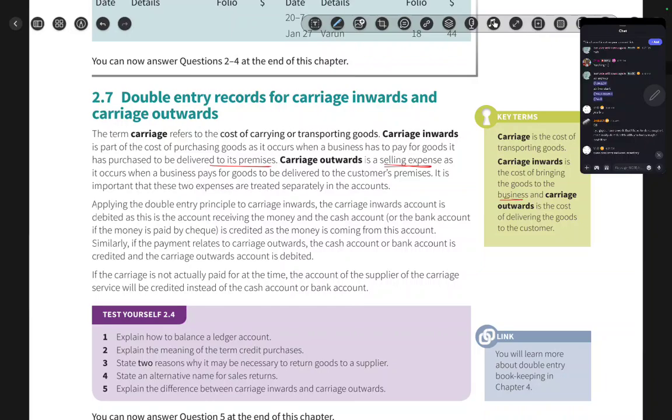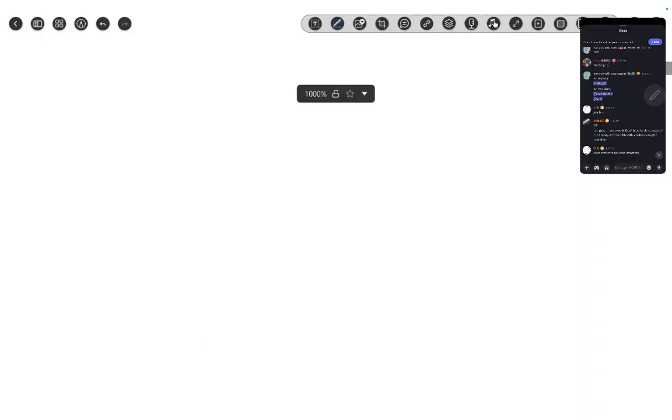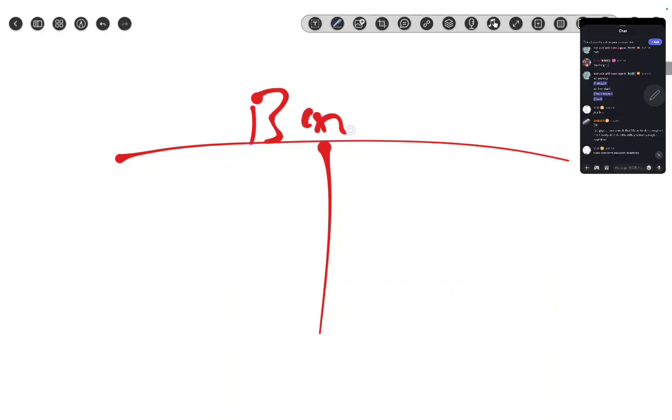Applying the double entry principle to carriage invoice, the carriage invoice is debited as this is an account receiving the money, and the cash account is credited. Now, what exactly does this mean? Let's just say you have your bank account here. We can link everything with your bank account, because if you understand that better, you can understand everything else better. This is our bank account.